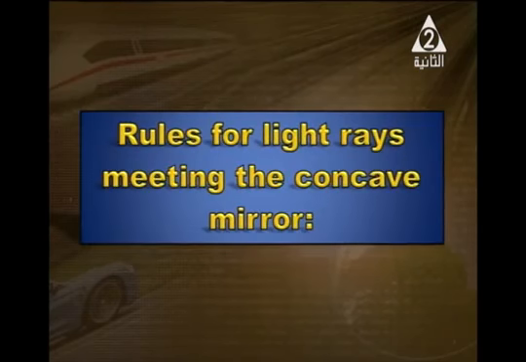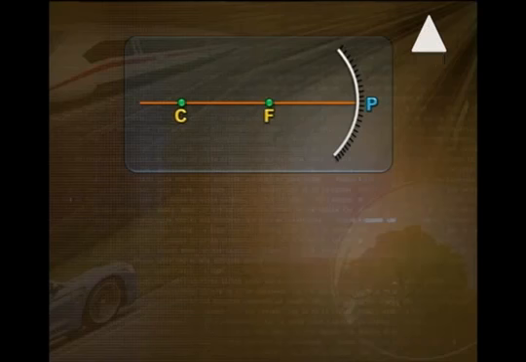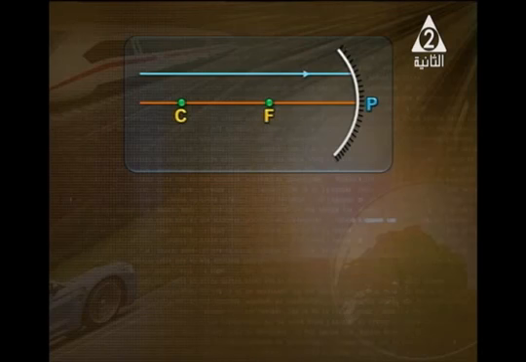Some rules for light rays meeting the concave mirror. This is the concave mirror. The principal axis has on it the center of curvature and the focus of the mirror. This is the incident light ray, which is incident parallel to the principal axis. This ray, when hitting the reflecting surface of a concave mirror, will reflect passing through the focus.